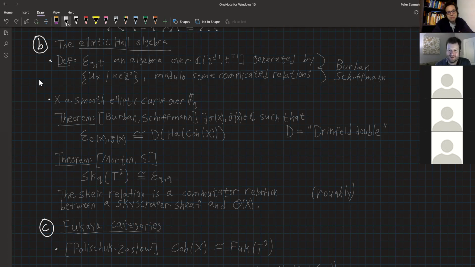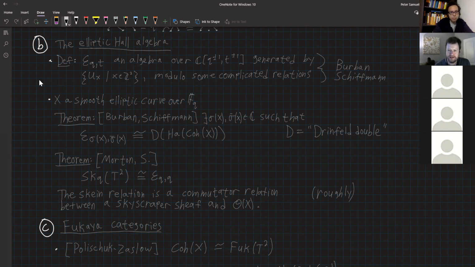Right, so it has these generators, u sub x, and there are some complicated commutation relations. I won't write them down, but they're explicit. Okay. And they prove the following really remarkable theorem.